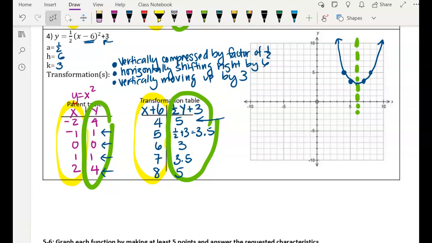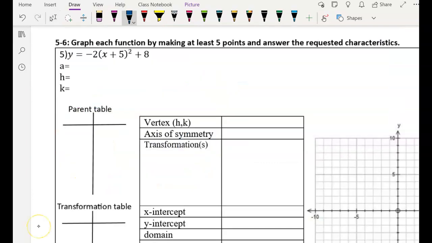Up if it's positive and down is negative. Example 5 and 6 says graph each function by making at least 5 points and answer the requested characteristics. Okay, so 5 says y equals -2 times the quantity of x plus 5 squared plus 8.